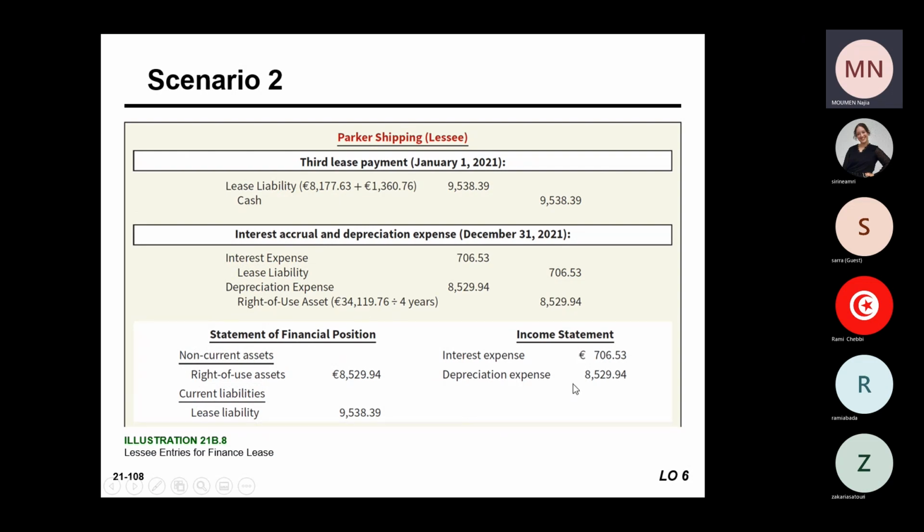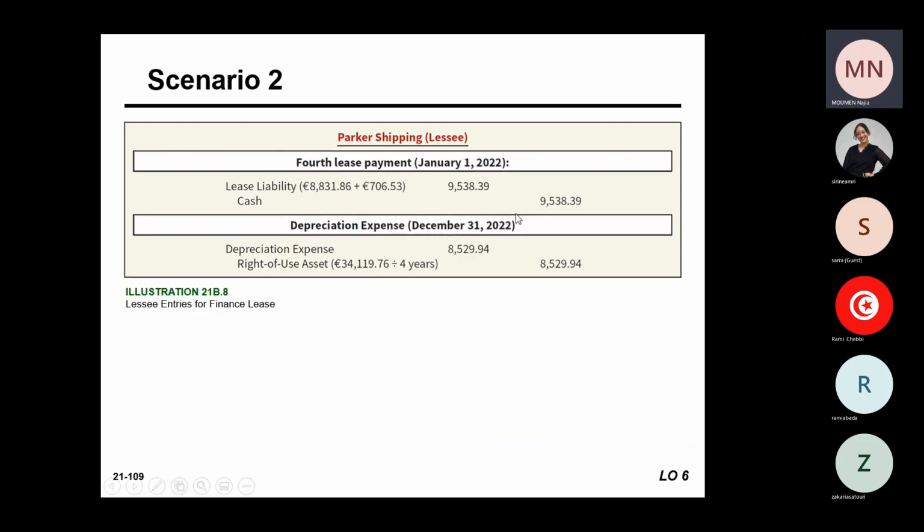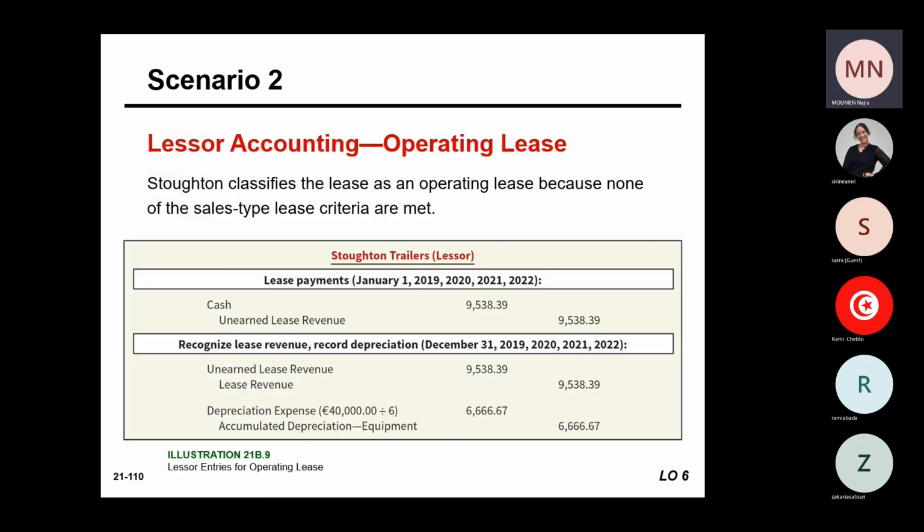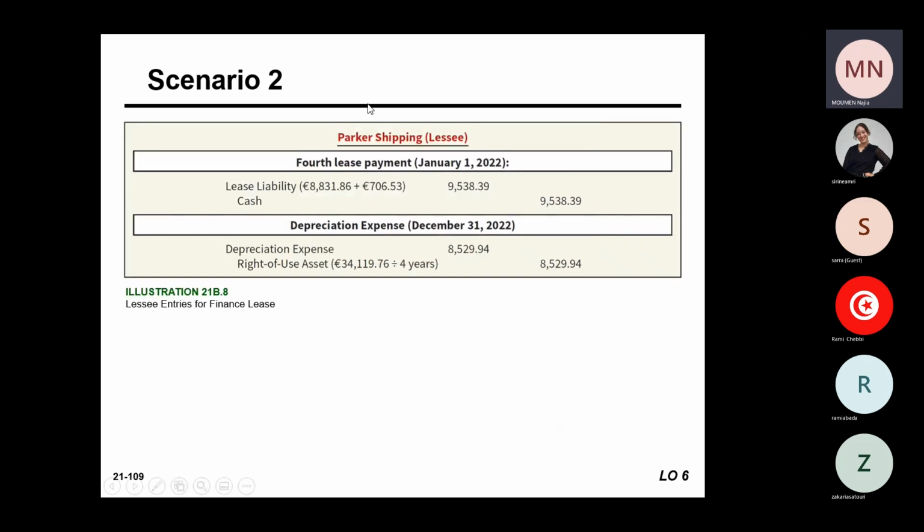So just be careful regarding the amount that will be debited or credited. But for the 4th year, we have to recognize the 4th year payment and of course the last depreciation expense to be recorded. Okay. It is unguaranteed. You see here, because it is an unguaranteed residual value, there is nothing to be done by the lessee. So no accounting treatment for the lessee.